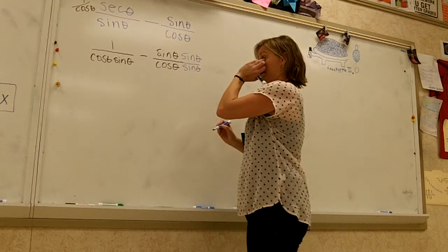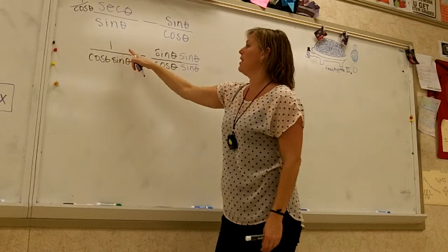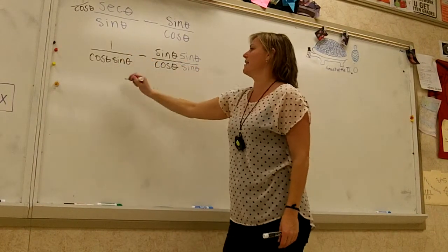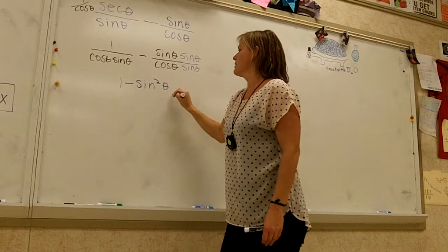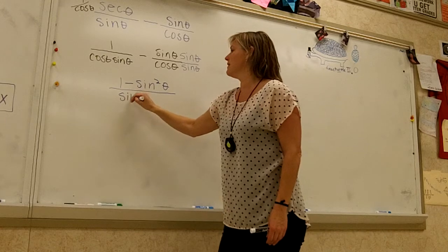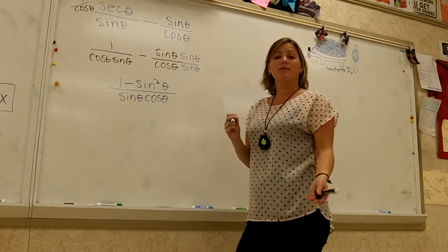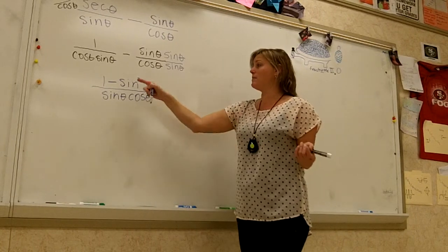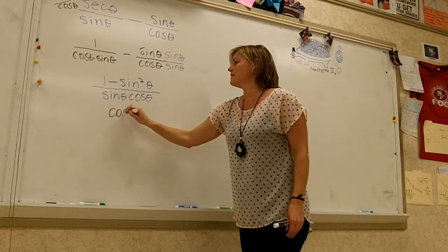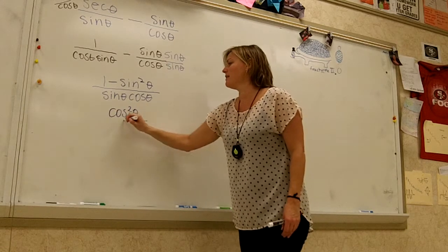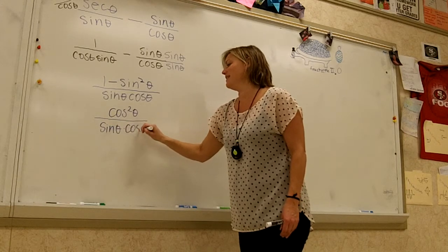Oh my gosh, I see what's going to happen here. This is exciting. So let's see. I have a 1 minus a sine times a sine, which is sine squared. 1 minus sine squared theta over the sine of theta times the cosine of theta. And then remember from our Pythagorean identities that 1 minus sine squared was equal to cosine squared theta over sine theta times cosine theta.